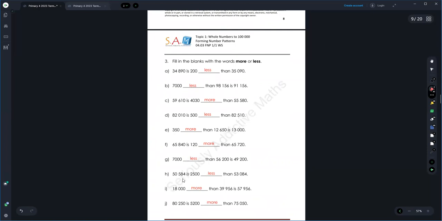Now they have to find out whether it's less or more. There are few words. So for example, let's take a look at using A to demonstrate. 34,890 is 200. What do they think? Is it less or more? If they put more, okay, 34,890, it is more. Is it correct? Now let's look at 38,490. Is 38,490 more than 35,090? It is not, so the answer should be less. So this is actually one trick of doing that here.